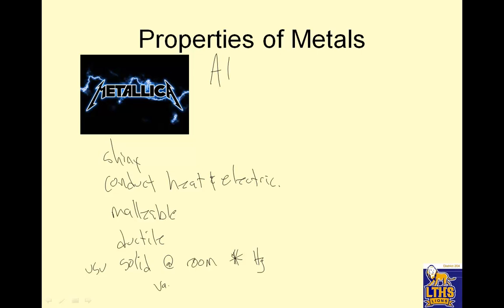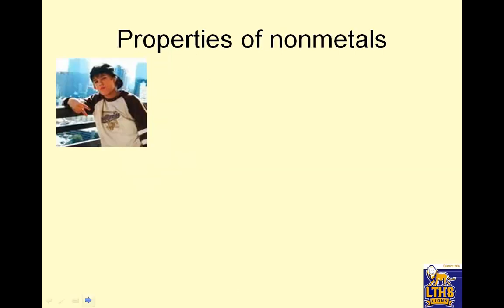And they have variable bond strength. What that means is some of them are soft, some of them are hard, some have high melting points, some have low melting points.